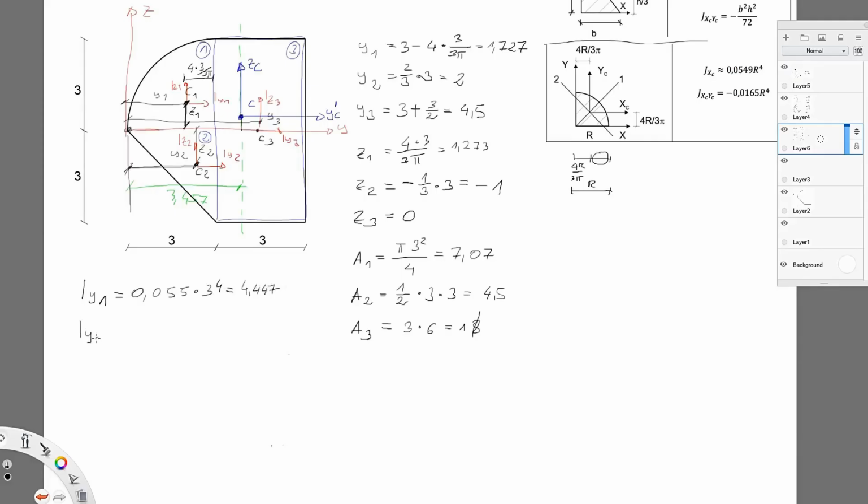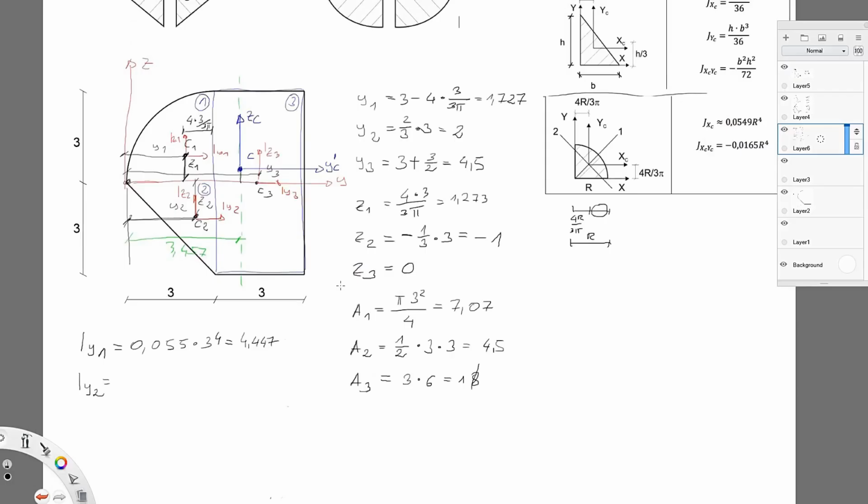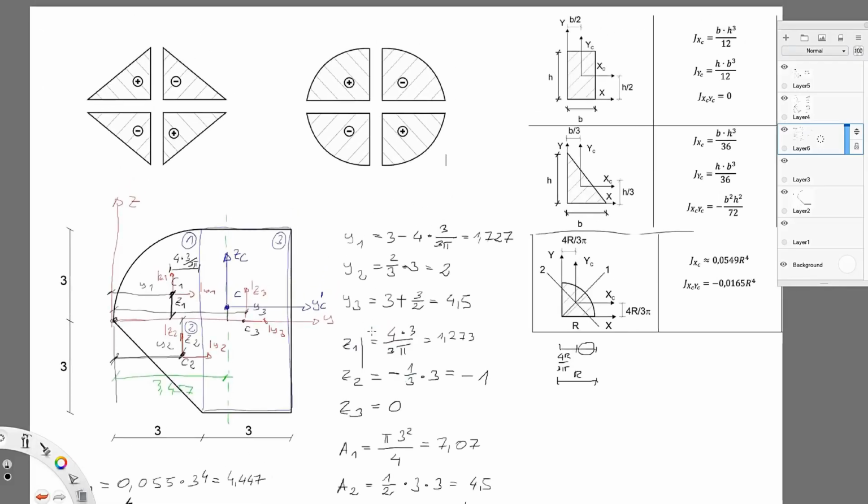Again, y2 also according to the formula. This is a standard formula for a triangle. That is, we have nothing but bh to 3 divided by 36. This is also, of course, here in the tables. And here in this case, b equals h. So let's write down 3 to the power of 4 divided by 36. On the calculator, it's 2.25. Then we have y3. For a rectangle, let's take a look at the table. For a rectangle, we have bh to 3 divided by 12.